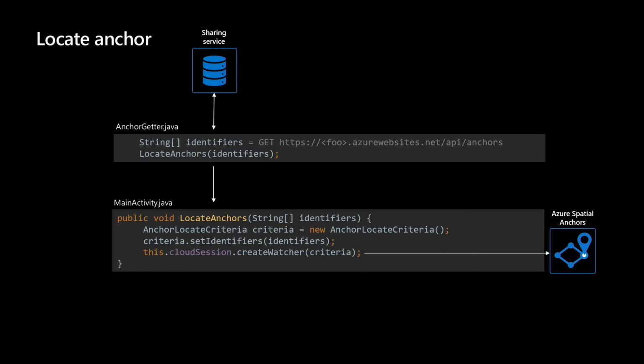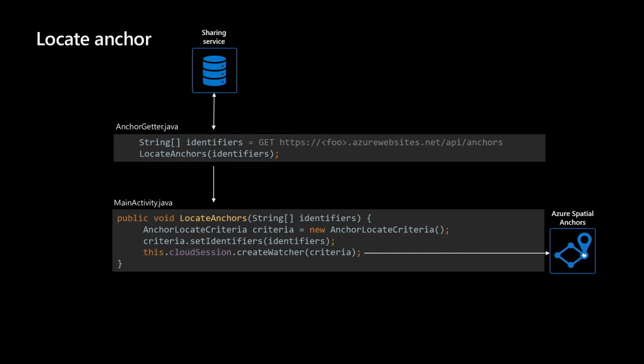To create a watcher, you create your criteria, you set the identifiers as that list of identifiers you're interested in, and then you tell Azure Spatial Anchors, cloudSession.createWatcher. Now, as you pan your phone around and we get feature points in the real world, we'll be trying to match those feature points to the feature points we've saved that line up with those identifiers. When we find anchors, we need a way to tell you about them.